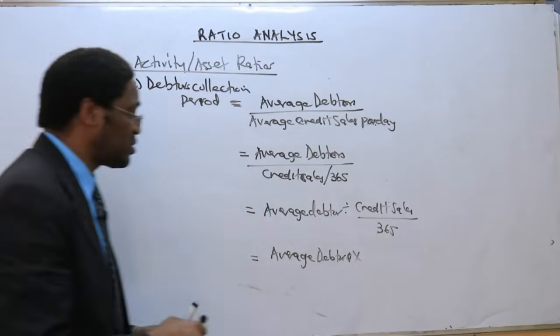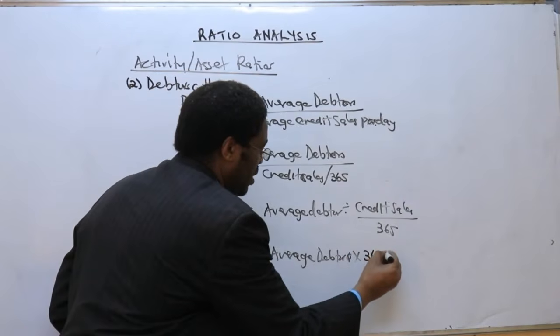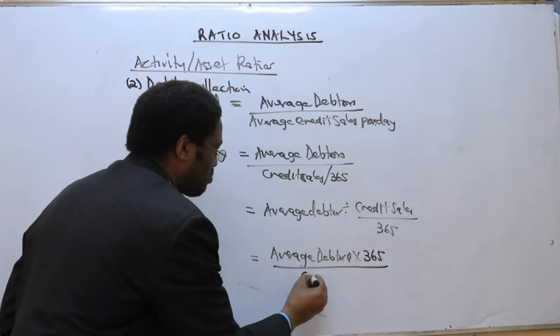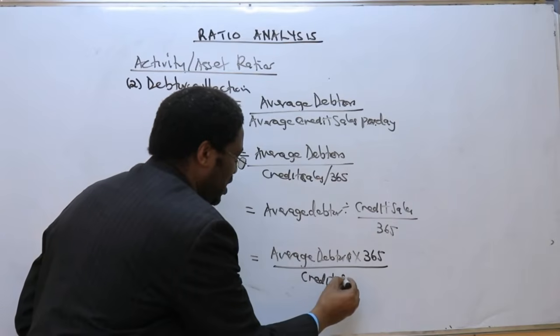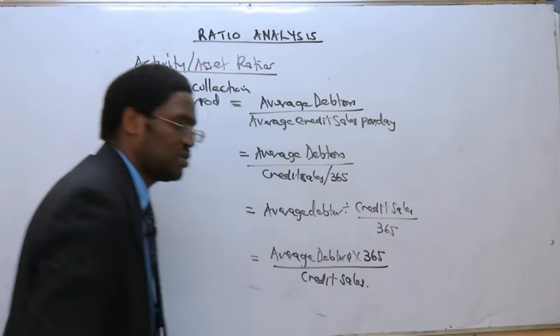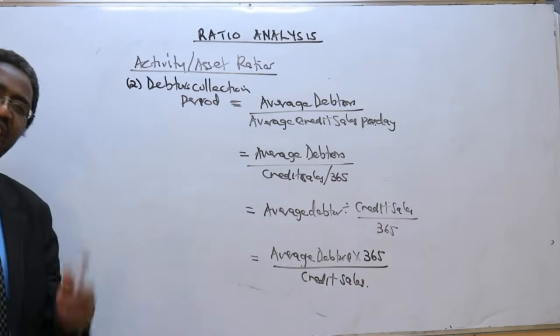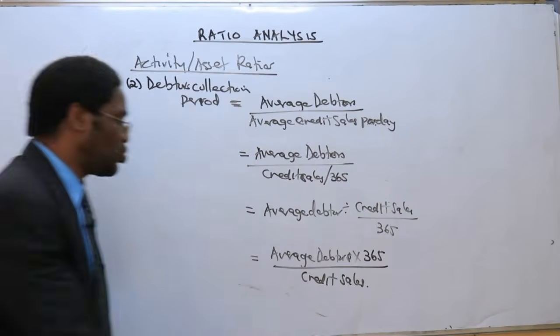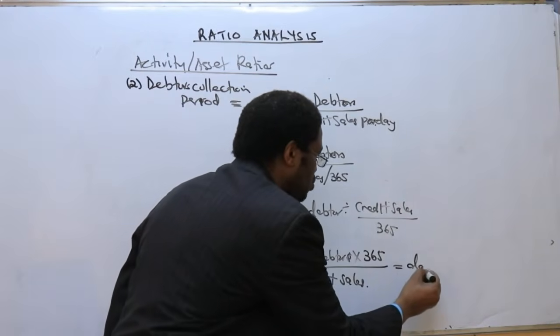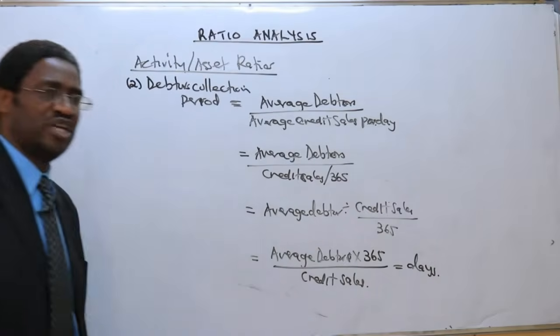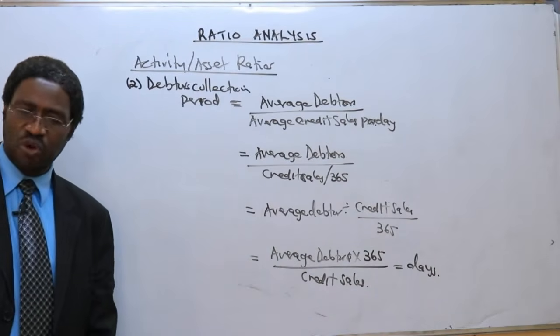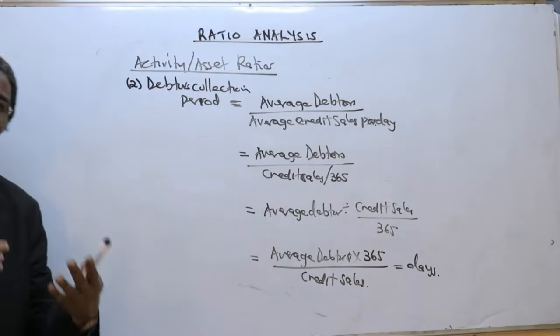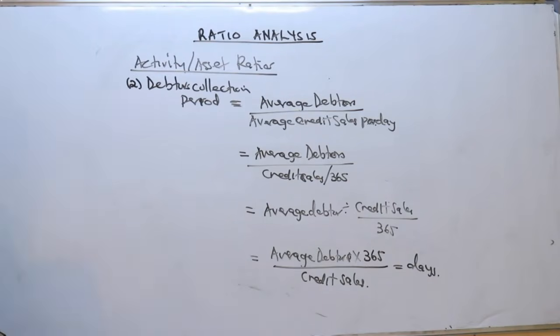By 365. You multiply that by 365. You now divide that by credit sales. And we have said the answer you get should be expressed in terms of days. How many days does it take you to collect from debtors?